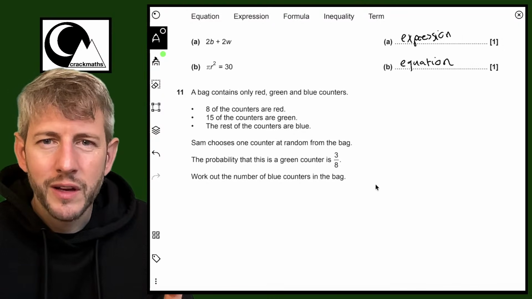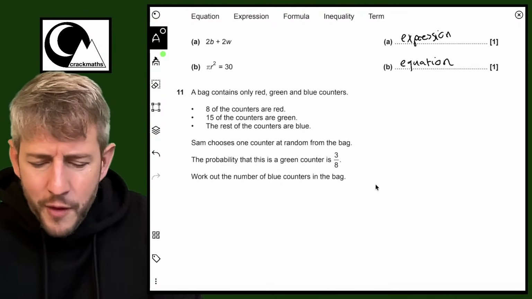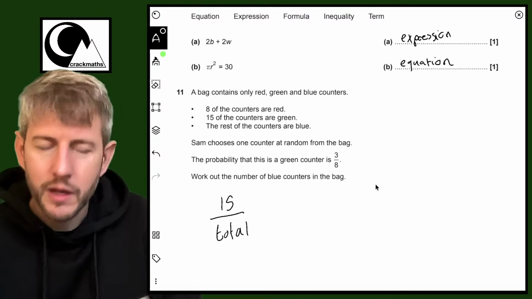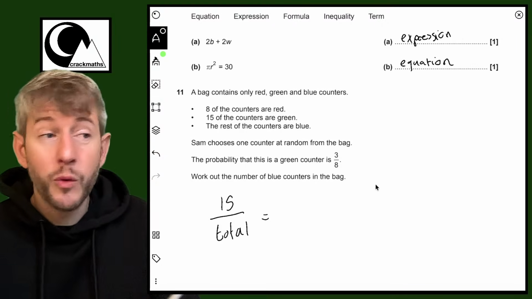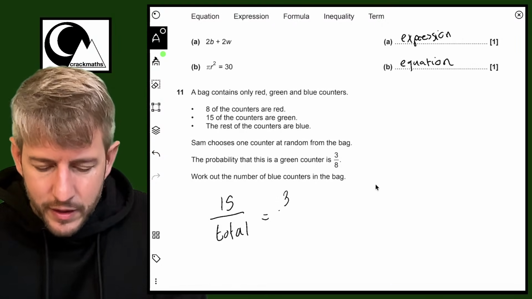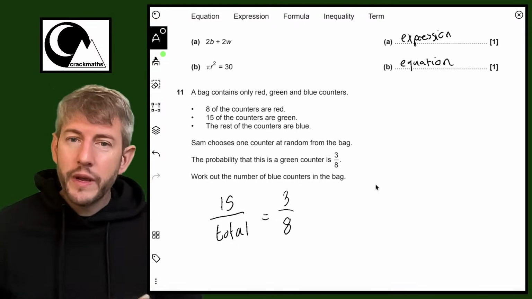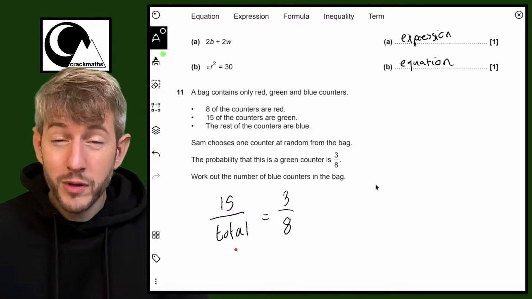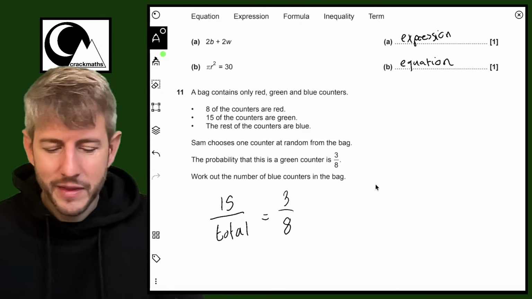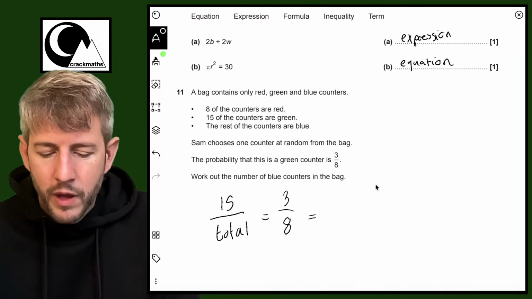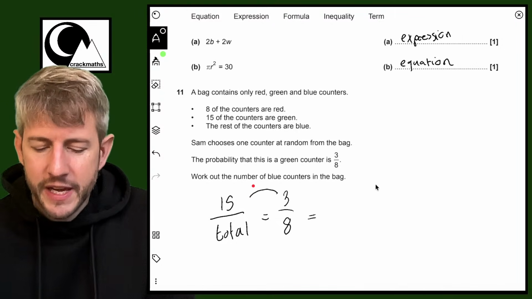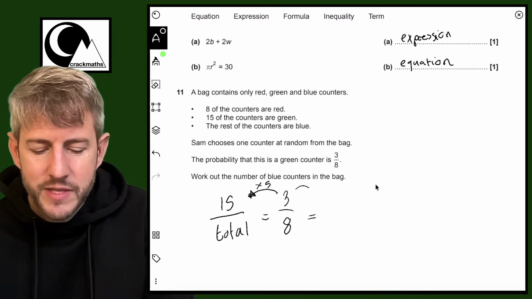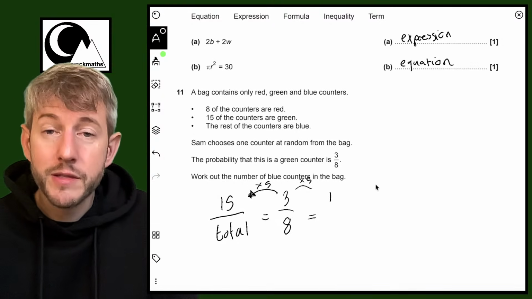So we know that there's 15 green counters out of the total counters, and this is equal as a fraction to 3/8. So what we need to do is work out if 15 was on the top, what would be on the bottom so that the fraction would simplify to 3/8. Well, I know that to go from 3 to 15, I'm going to times 5. So if I times this 3 by 5, that gives me 15.